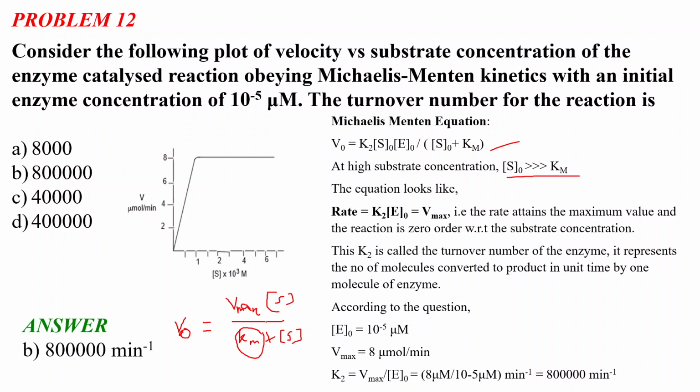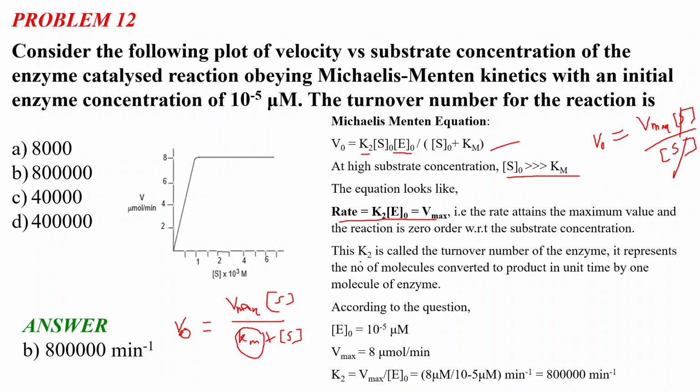If Km is negligible, we have V0 equal to Vmax, or K2E0, which is also called Vmax. Vmax into S, and we have S in the denominator only if we neglect the Km, so S and S cancel out, and we get the rate equal to K2E0, equal to Vmax. That is, the rate attains the maximum value, and the reaction is zero order with respect to the substrate concentration, meaning there is no substrate concentration dependence.